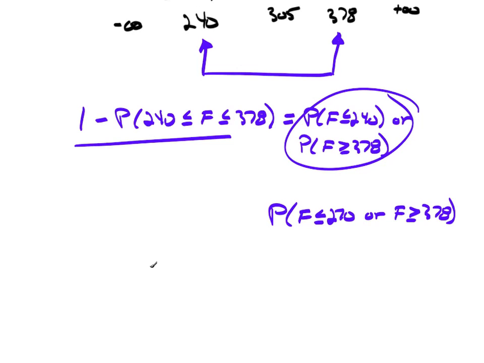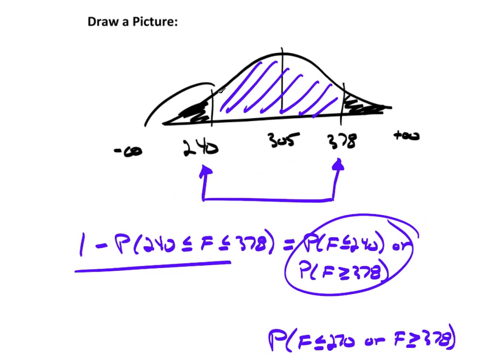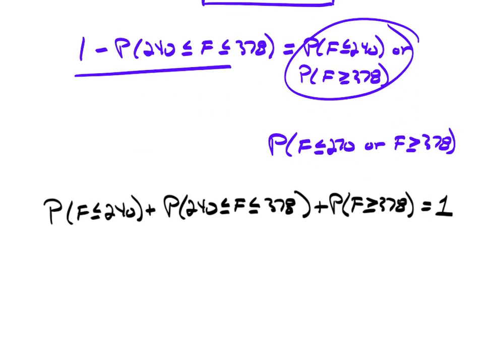Just as a quick reminder, I'm going to say the probability that the force is less than or equal to 240 plus the probability that 240 is less than or equal to the force, which is less than or equal to 378, plus the probability that the force is greater than 378 equals 1, because this is everything. It's just broke it up. Literally all I did is I defined this area, then this area, then this area. 1, 2, 3. When I add them all up, I get 1.